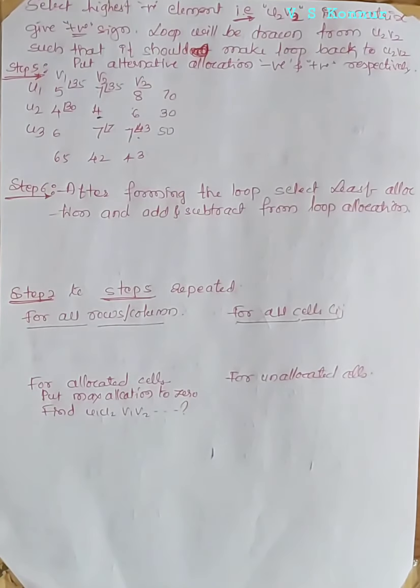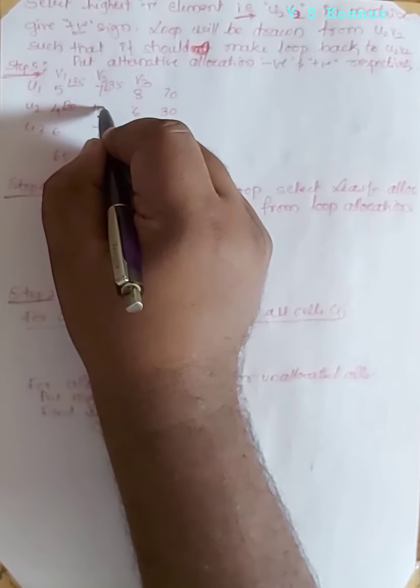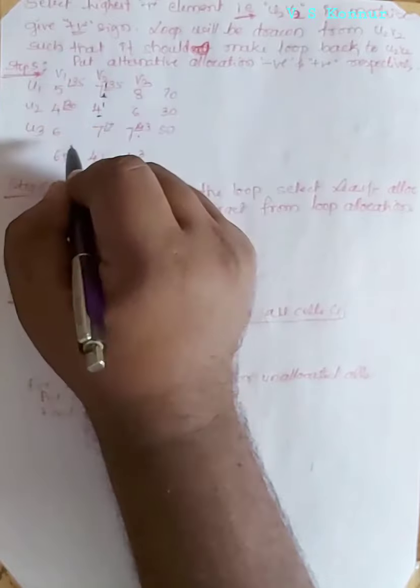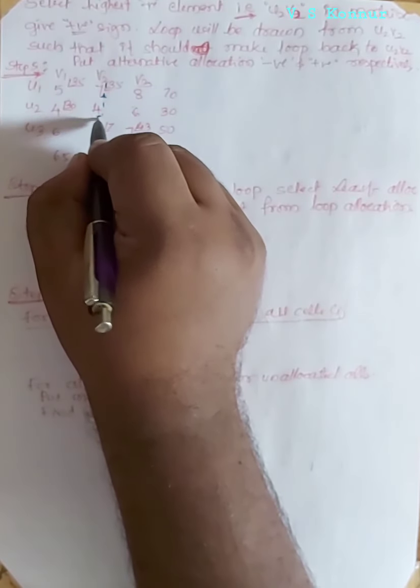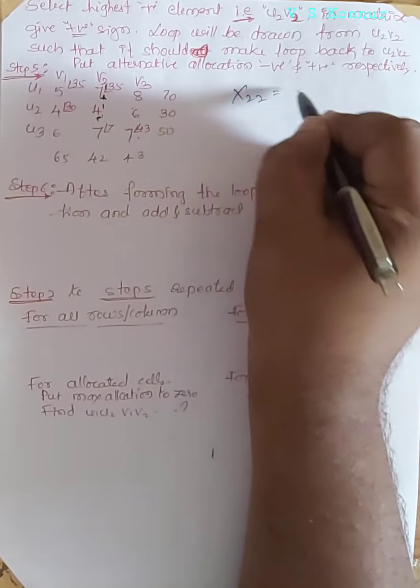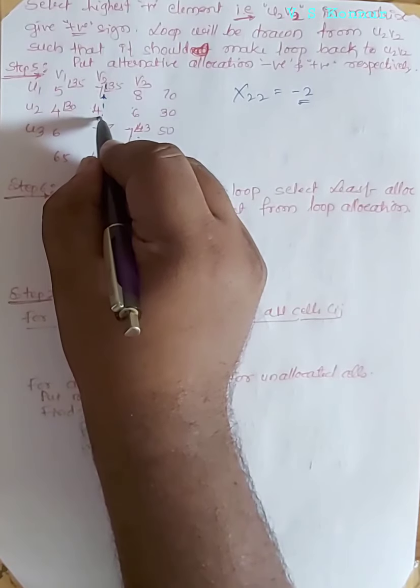Next, you can come back to 4. Whatever loop you draw, it should come back to the same value. If you start from 4, after making a loop, you should come back to 4 only. The loop should be drawn from 4 to allocated, allocated to allocated, and come back to 4. Now I will draw the loop. From 4, why is it selected? It is having the maximum negative value. x22 is having minus 2 value, so because of that it has been selected. From that we are drawing the loop.